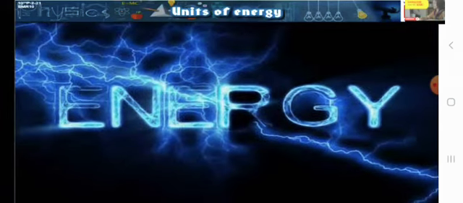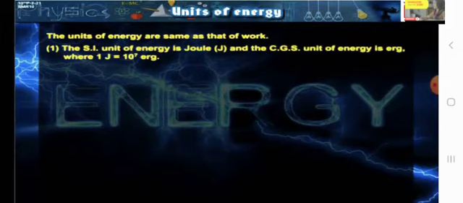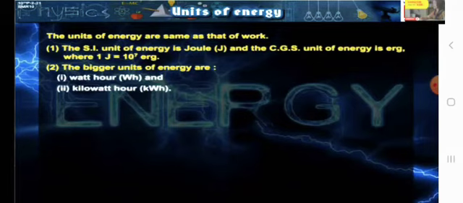Units of energy. The units of energy are same as that of work. 1. The SI unit of energy is joule and the CGS unit of energy is erg, where 1 joule is equal to 10 raised to 7 erg. 2. The bigger units of energy are, first, watt hour, and second, kilowatt hour.